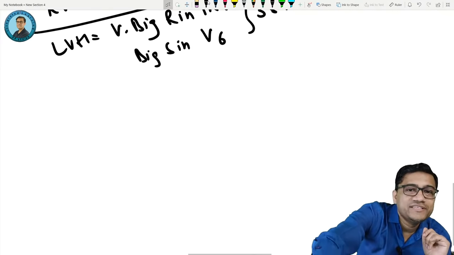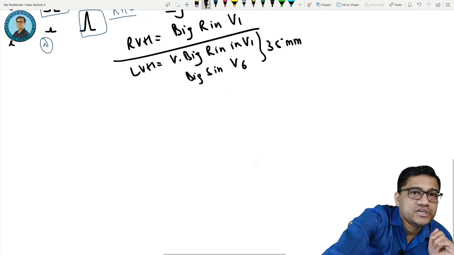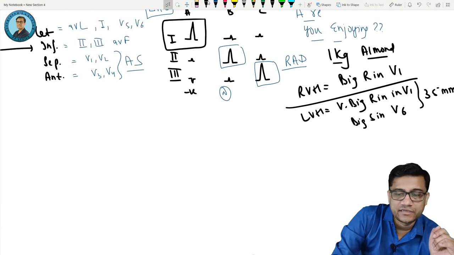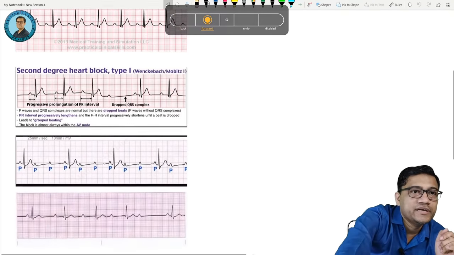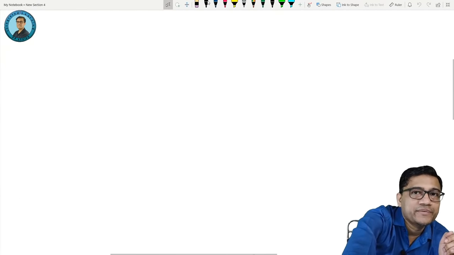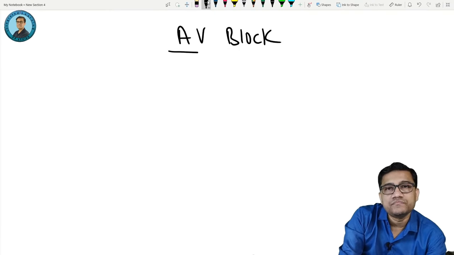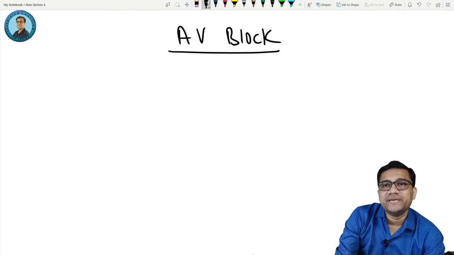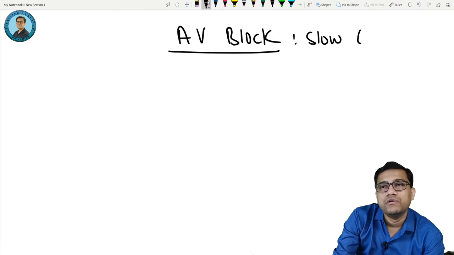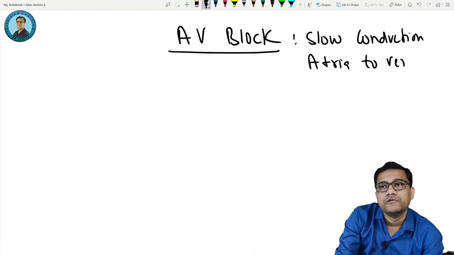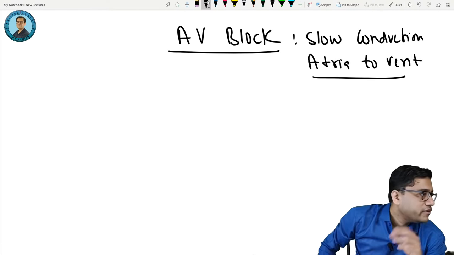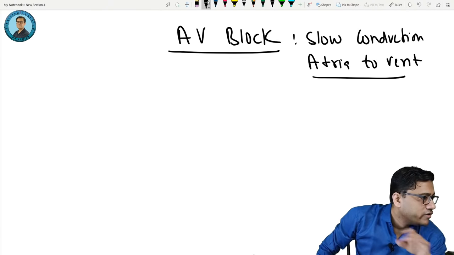Now we see something about the conduction blocks. That is something very, very important, so let me explain it to you. First we'll discuss the blocks. First is AV block. What happens is there is a slow conduction from the atria to the ventricle.